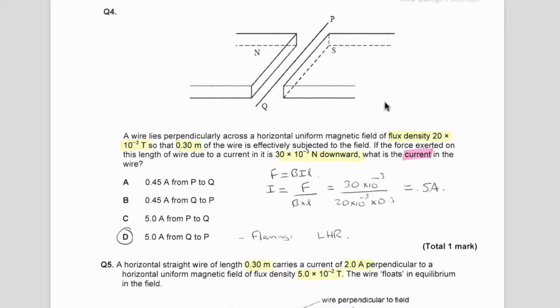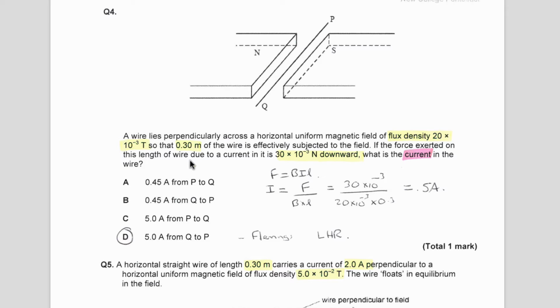Okay, so these are questions number 4 and also question number 5 of the magnetic fields homework booklet. In question number 4, we've got a wire and it lies perpendicularly across a horizontal uniform magnetic field. So your magnetic field is going in this direction, and perpendicular to that, you've got this wire here. And the magnetic field is uniform and it's got a flux density of 20 times 10 to the minus 3 Tesla. And 0.30 meters of the wire are subjected to this field inside these magnets.